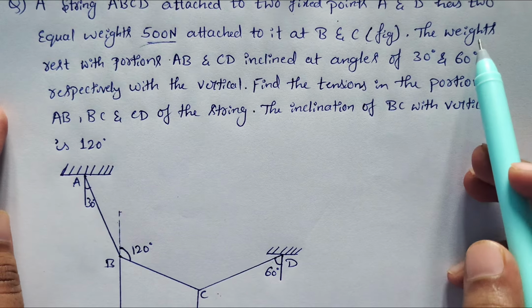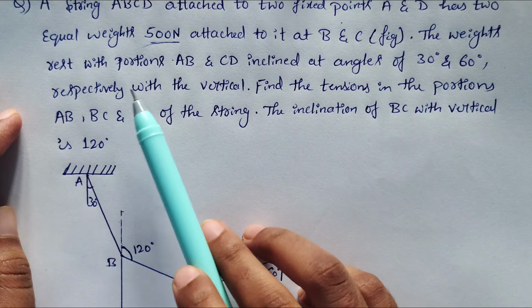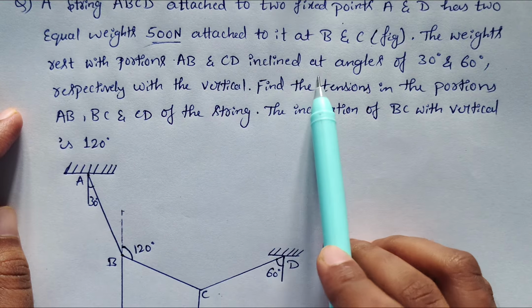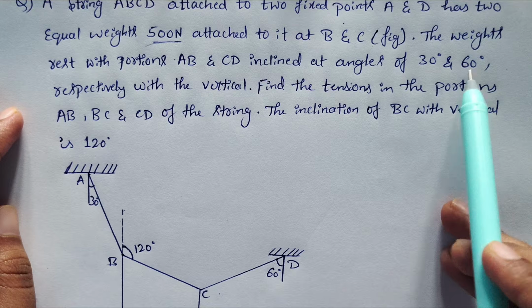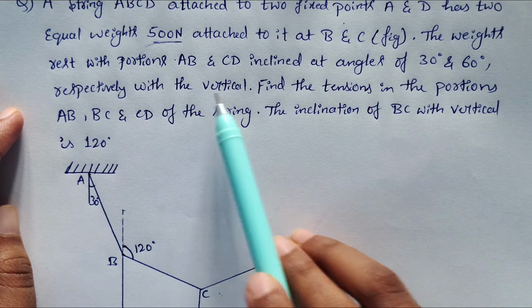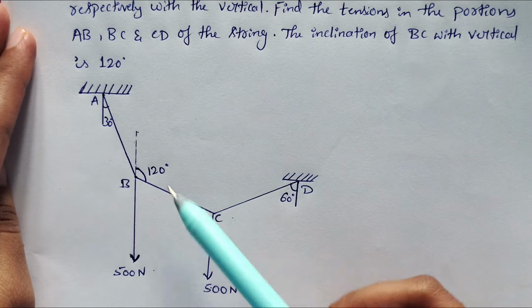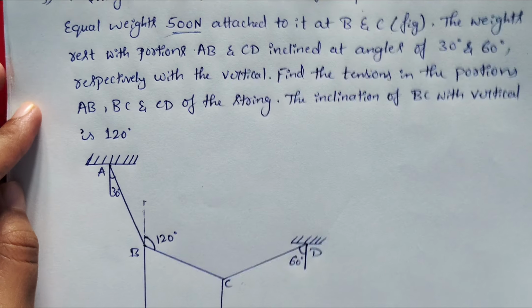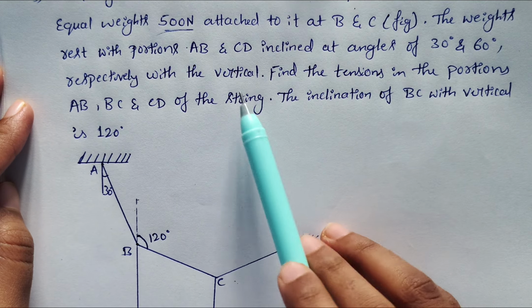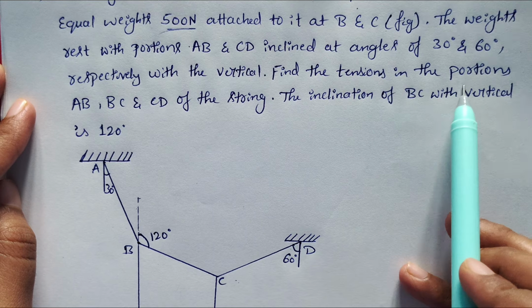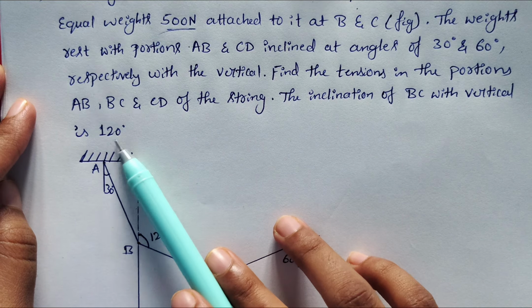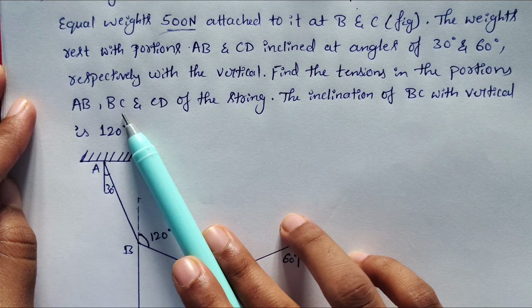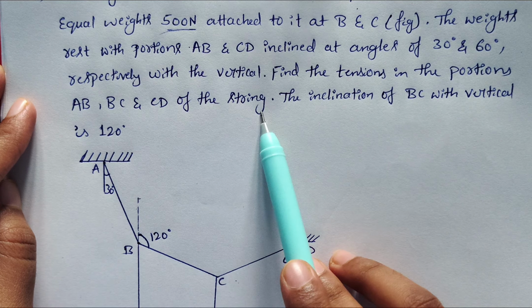And the weights rest with the portions AB and CD inclined at angles of 30 and 60 degree respectively with a vertical. See here, 30 at the A and 60 at the D. Okay, so those are suspended vertically. Find the tensions in the portions, that is T, you have to find out, TAB, TBC and TCD of the string.